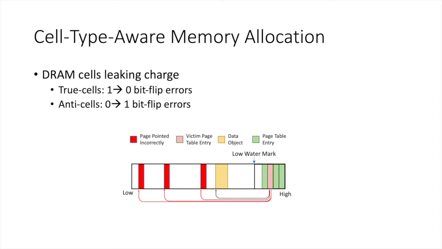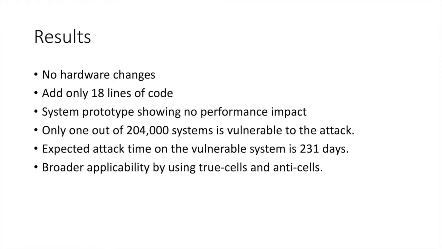This property is able to counter RowHammer attacks by allocating page tables above the low water mark using only one type of cells, thereby restricting error direction. We don't need any hardware changes, and we add only 18 lines of code. The system prototype shows that we don't have any performance impact. With our technique, only 1 out of 204,000 systems is vulnerable to the attack.